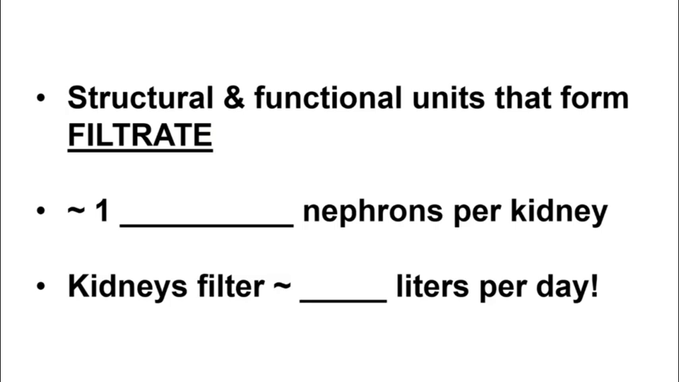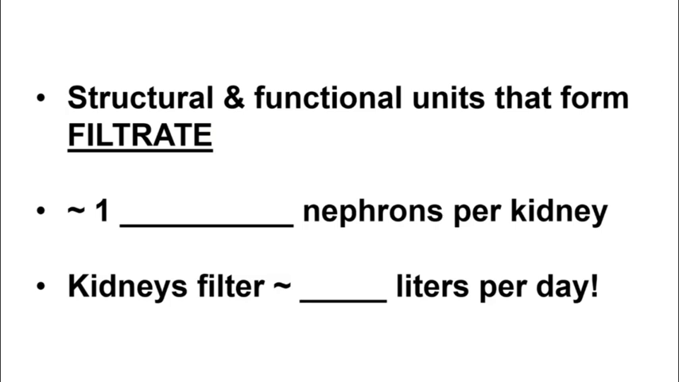We have approximately 1 million nephrons packed into each kidney. It's actually a little bit more than 1 million nephrons. There's about 1.2 million or so, but we'll just go with a nice round number at 1 million nephrons per kidney. So we've got a lot of these microscopic structures packed into each of our individual kidneys.